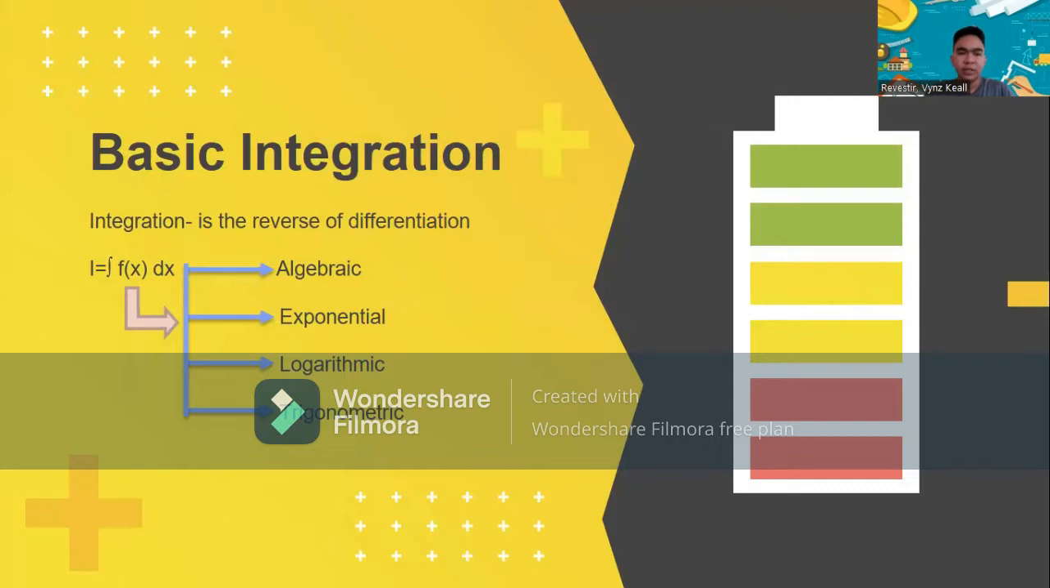First is basic integration. Integration is the reverse of differentiation. The integral symbol here symbolizes integration, and we're going to solve the integral of the function f of x dx. There are four functions that we're going to solve in basic integration. First is the algebraic function, second is the exponential function, third is the logarithmic function, and fourth is the trigonometric function.